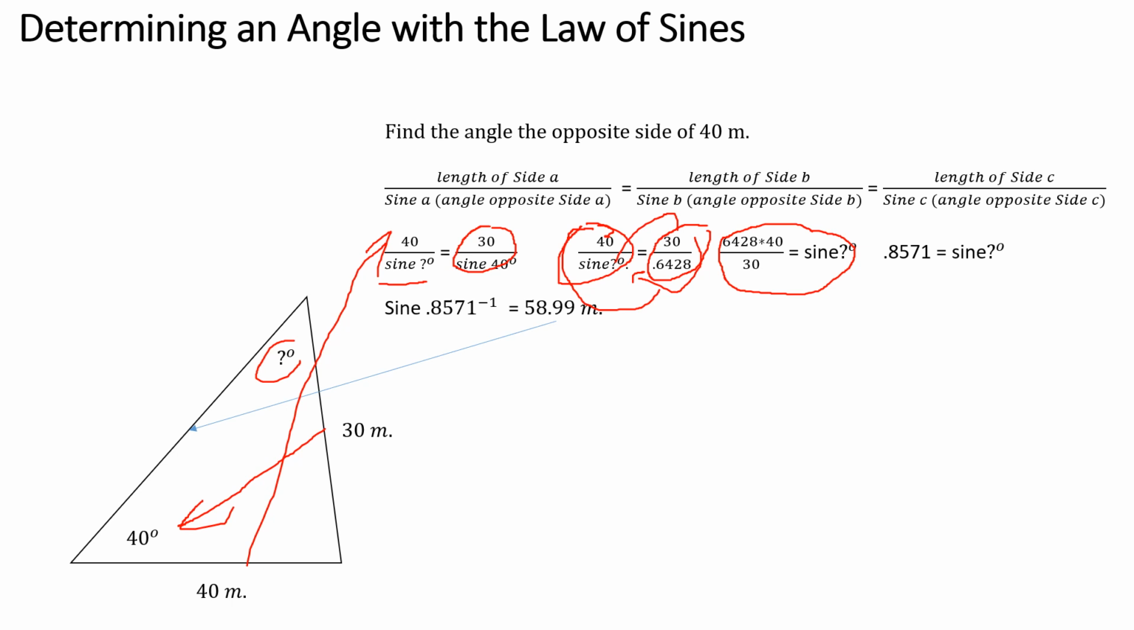0.6428 times 40 over 30 equals the sine of this angle. I get 0.8571 for the sine, but I need the angle, so I do the inverse sine. Sine to the negative 1 of 0.8571 is, use your calculator, 58.99. So this angle is 58.99 degrees. I put meters there, it should be degrees.